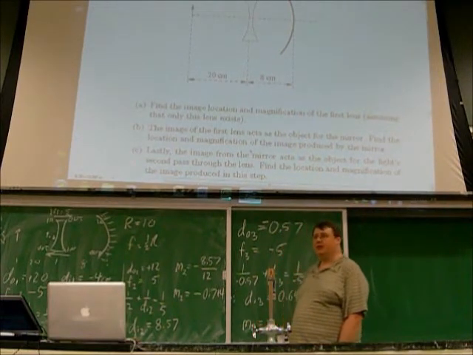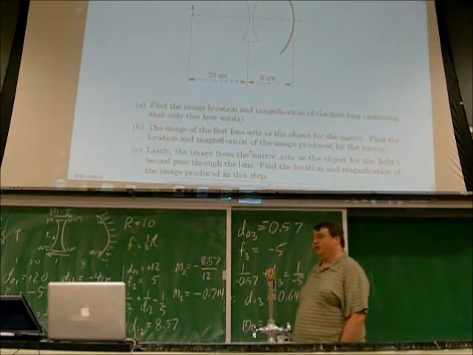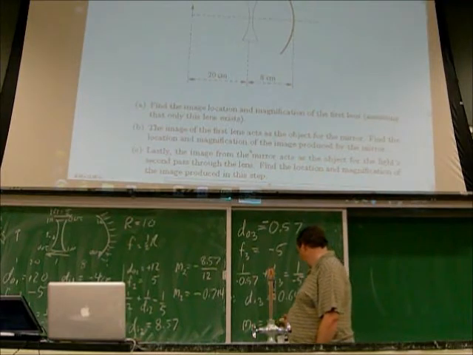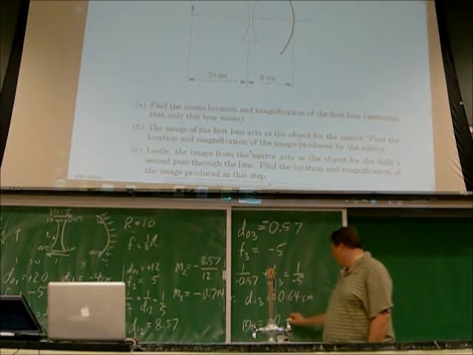What is M3? 1.5. I'm getting 1.5. Okay, so what is M3? -0.64. What? I got 1.1.